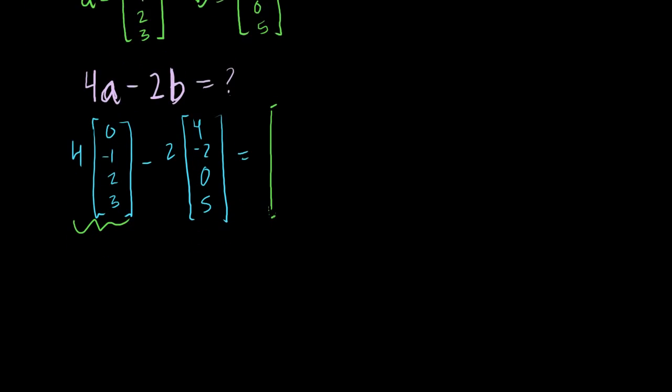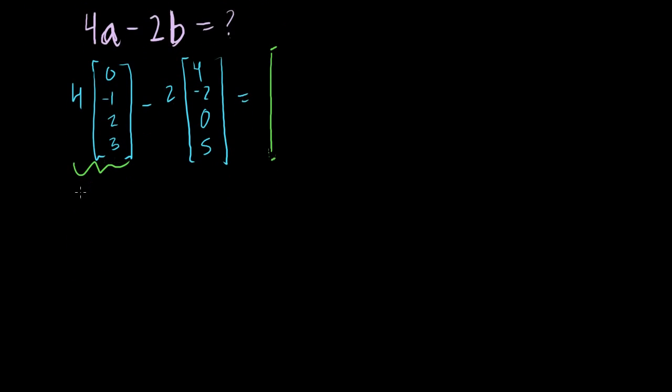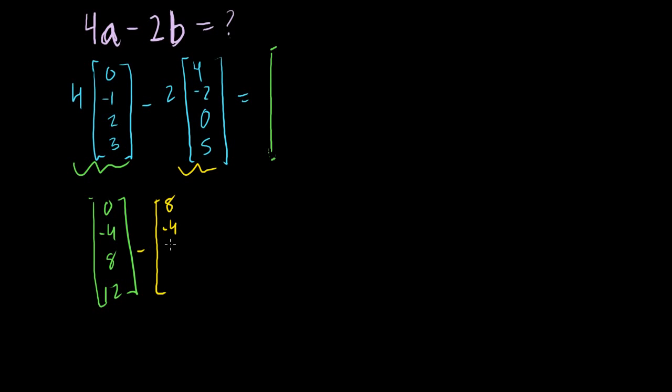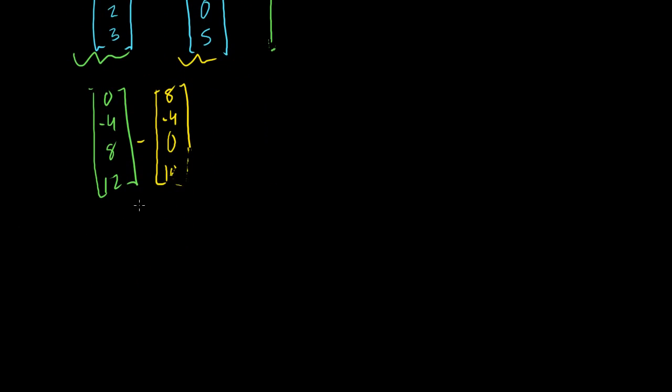actually the pen tablet seems to not work well there, so I'm going to do it right here. 4 times this, you're going to get 4 times 0 is 0, minus 4, 8. 4 times 2 is 8. 4 times 3 is 12. And then minus, I'll do it in yellow, minus 2 times 4 is 8. 2 times minus 2 is minus 4. 2 times 0 is 0. 2 times 5 is 10. This isn't a good part of my board, so let me just write it over here. I haven't figured out the problem, but if I were to just write it over here, what do we get?